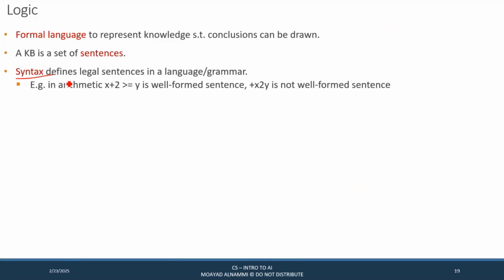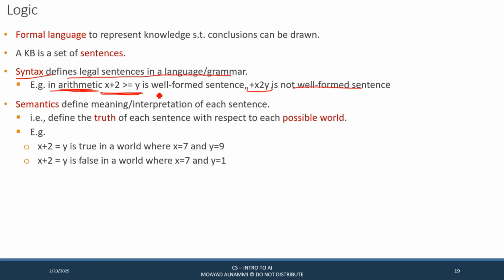Syntax in a logical language defines the legal sentences in the language's grammar. So for example, if I was using the arithmetic language, then I do know that x plus 2 greater than or equal to y is one sentence. This is well formed, right? Because this is something we agreed upon in arithmetic language. However, if I showed someone this, this is not a common format, and so this is not a well-formed sentence. So this is related to syntax.